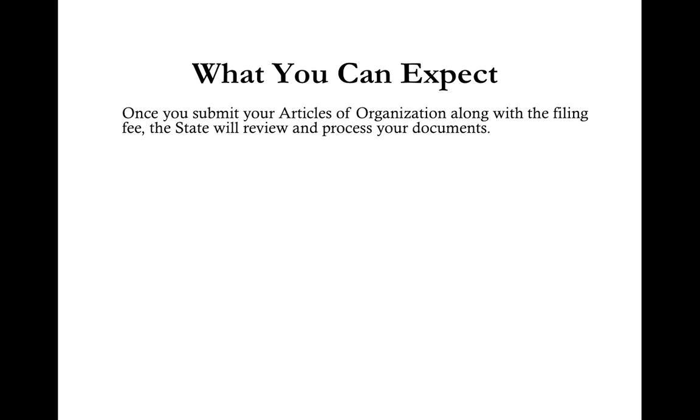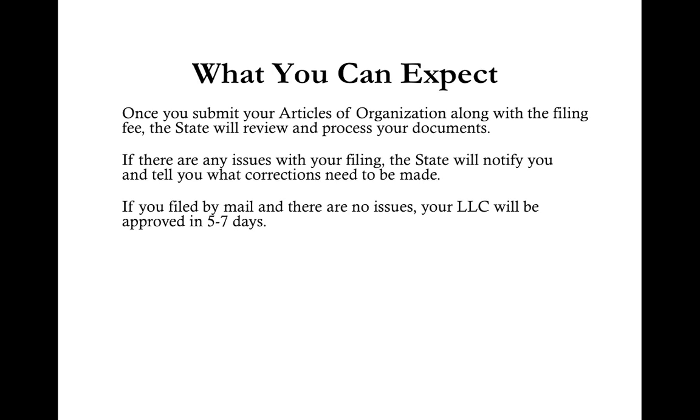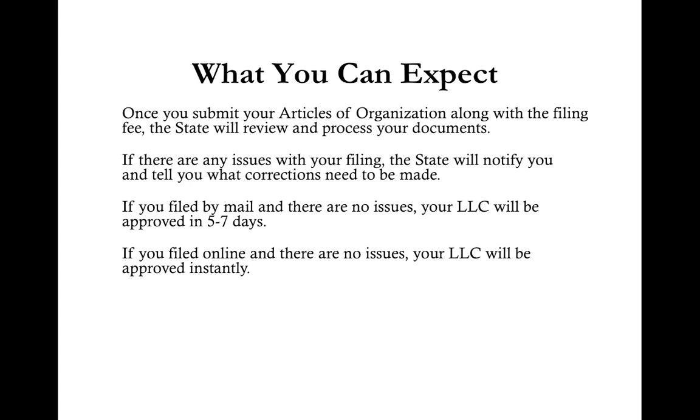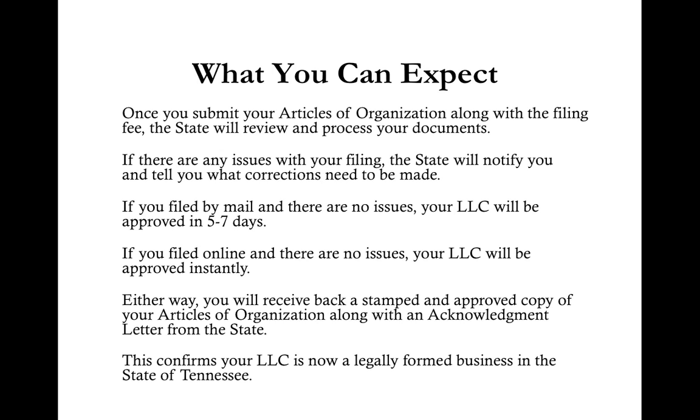Once you submit your Articles of Organization along with the filing fee, the state will review and process your documents. If there are any issues with your filing, the state will notify you and then tell you what corrections need to be made. If you filed by mail and there are no issues, your LLC will be approved in 5 to 7 days. If you filed online and there are no issues, your LLC will be approved instantly. Either way, you'll receive back a stamped and approved copy of your Articles of Organization along with an acknowledgement letter from the state. This confirms your LLC is now a legally formed business in the state of Tennessee.